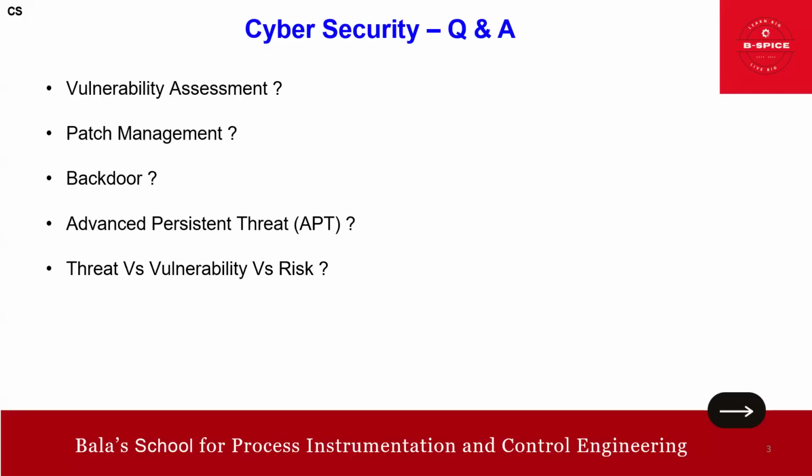And risk is a potential for loss or damage when a threat exploits a vulnerability. You got it, friends? So threat is a potential danger. Vulnerability is a weakness that can be exploited by threats, and risk is the potential for loss or damage when a threat exploits a vulnerability. So that's a pointer. Then, what is insider threat and external threat?